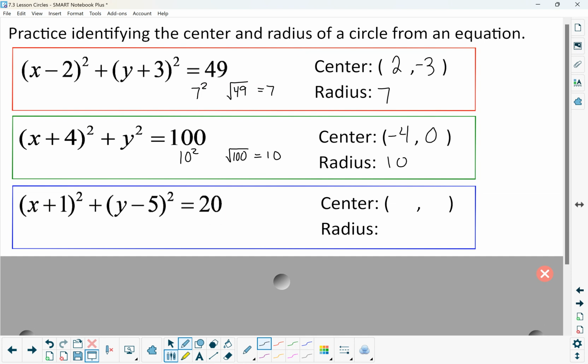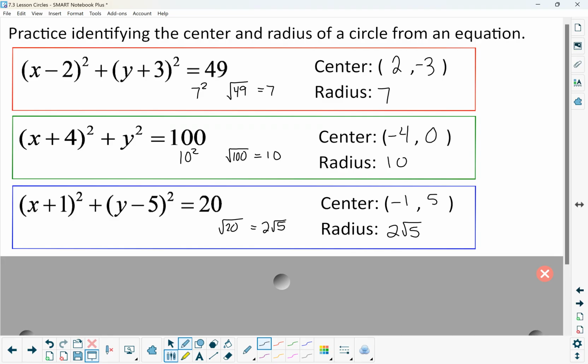Okay, last one to practice finding center and radius. If we have the equation x plus 1 squared plus y minus 5 squared is equal to 20, let's see, our center will be at -1, 5. And then for the radius, it might be tricky to think about what number I square to get 20, because it is not a whole number. So we're going to just use the square root to get this radius. The square root of 20 is 2 root 5. So that's the exact radius of the circle.